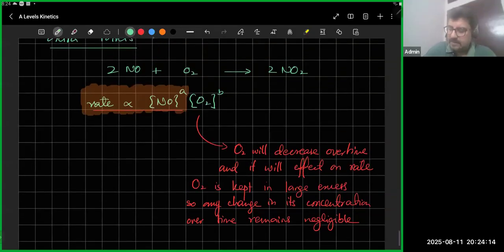So for example, NO is 0.01 mole per dm cube, right? Or O2 की concentration, I'm going to keep it as 1 mole per dm cube. So that's like कितने times? 100 times greater, right? So what's going to happen? NO concentration, let's say, decreases by half. So कितनी हो जाती है? 0.005 mole per dm cube, right?